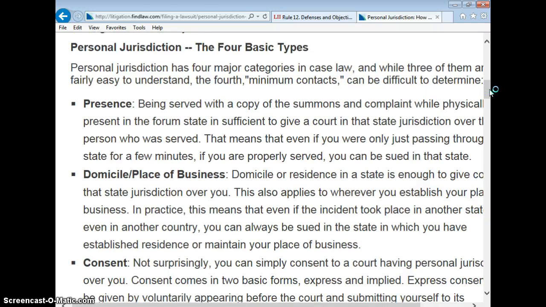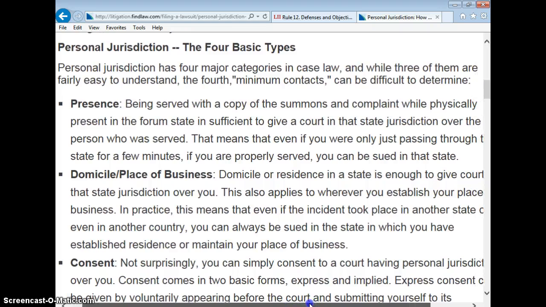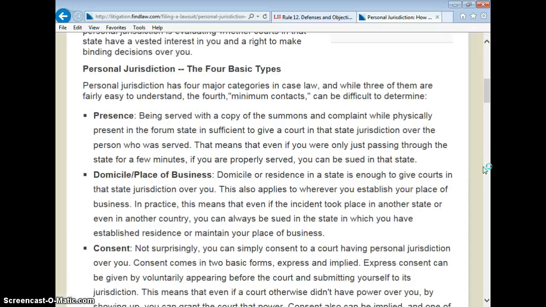Personal jurisdiction, the four basic types. Personal jurisdiction has four major categories in case law, and while three of them are fairly easy to understand, the fourth, minimum contacts, can be difficult to determine.